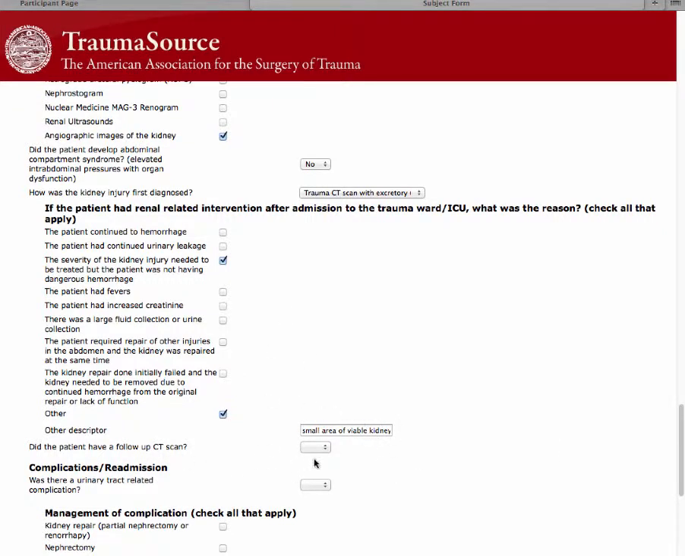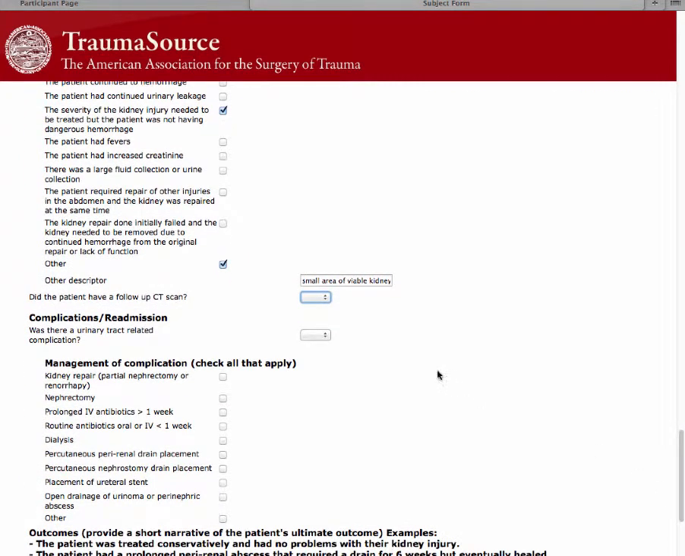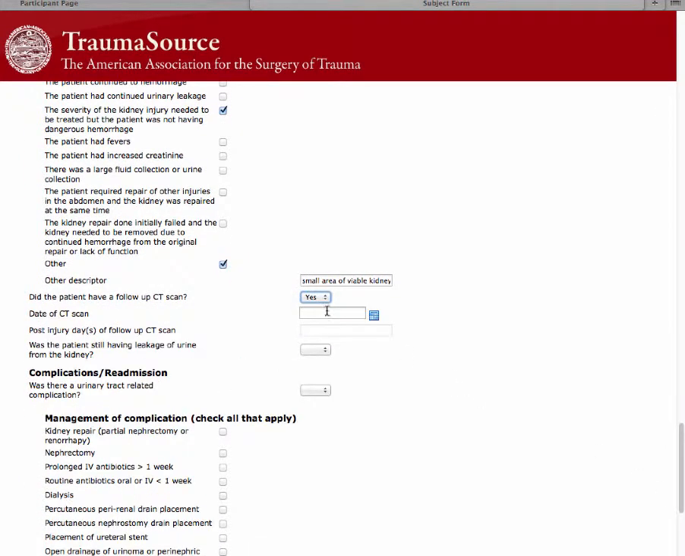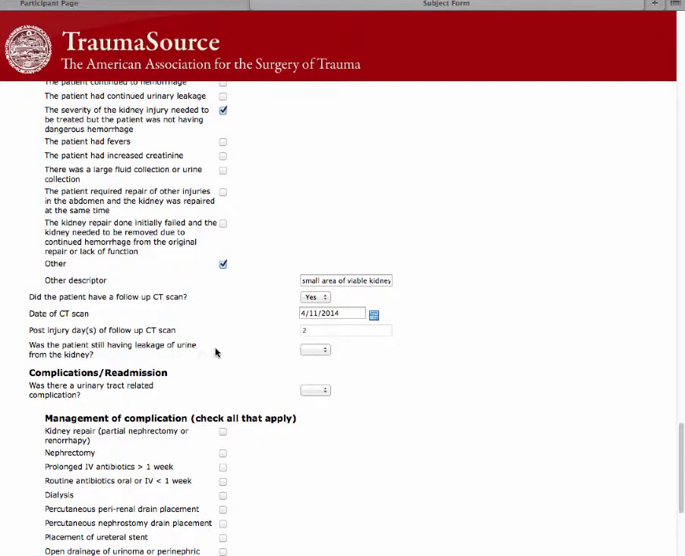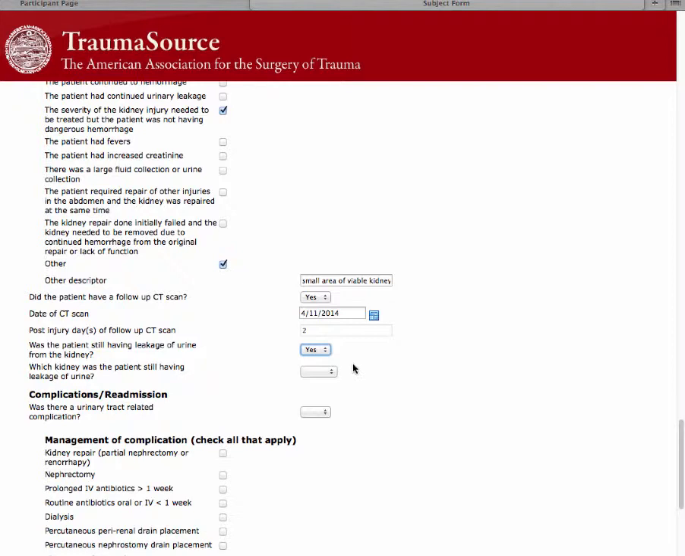Did the patient have a follow-up CT scan? This patient did have a follow-up CT scan after their initial injury. And it'll ask the date of the CT scan. The CT scan was a couple days after the initial injury. He was injured on the 9th, and so the follow-up CT scan was on the 11th. And was the patient still having leakage of urine from the kidney? And the answer was yes.